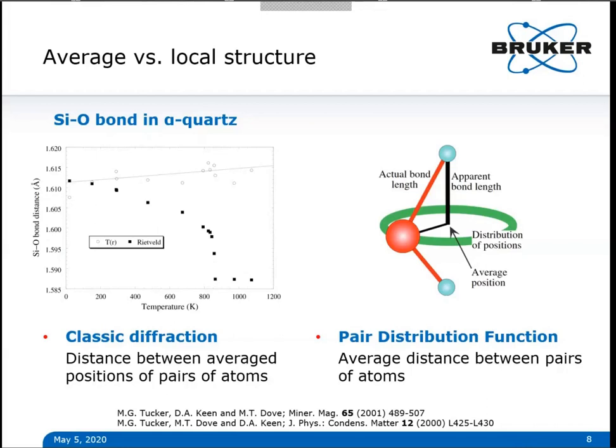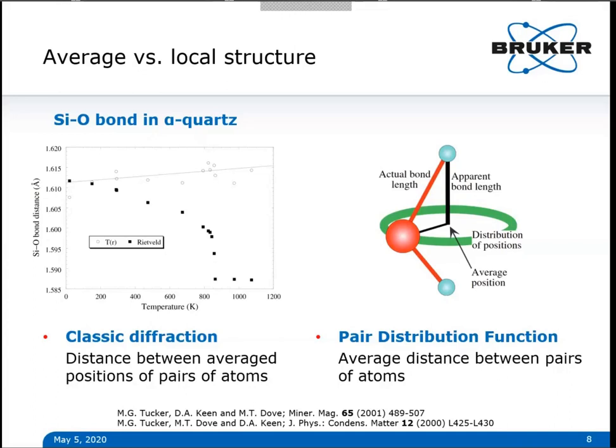But if we look at the total scattering or PDF analysis, we see a different picture. That's the empty circles in the plot on the left. You see that there is no dramatic change in the silicon oxygen bond length. And the reason for this difference in the evaluated bond length is illustrated on the right in the cartoon.